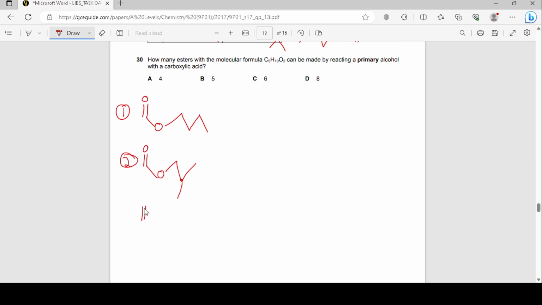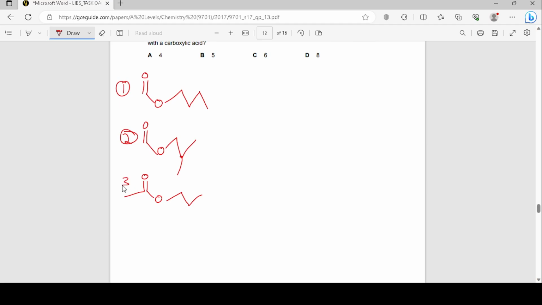And if I consider ethanoic acid, let me consider ethanoic acid. Because it's C5H10O2, if I have ethanoic acid, I should be using propanol as my other compound. 1, 2, 3 propanol, yes, propanol to be more exact. 1, 2, 3 propanol and ethanoic acid. So that's one more isomer.